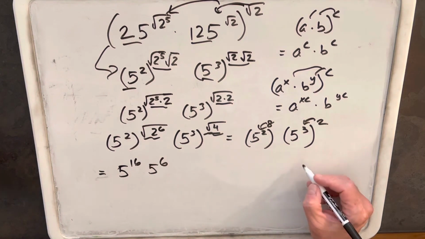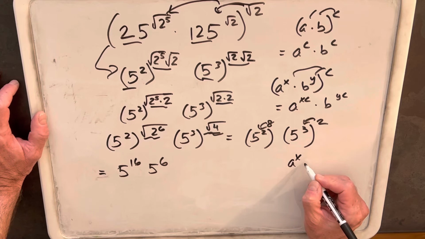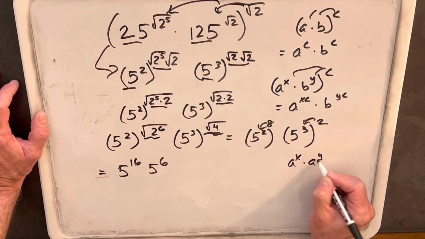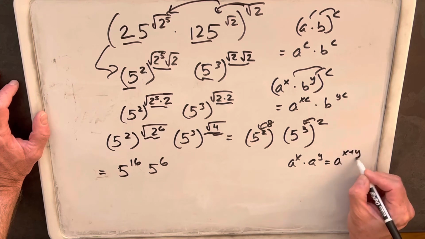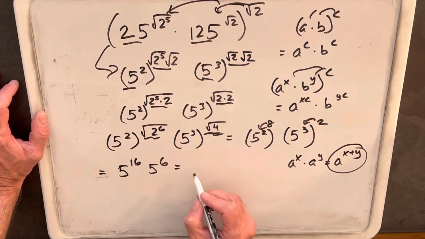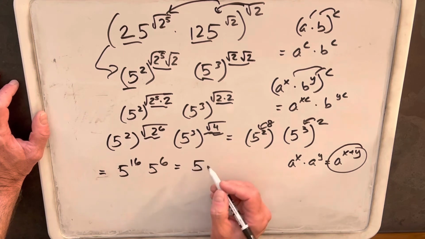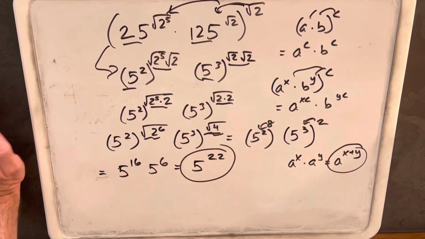If you have a to the x times a to the y, that's just the same as a to the x plus y. So we'll use that here and we'll just add exponents. So this is going to be 5 to the 22nd. And so that actually simplifies nicely.